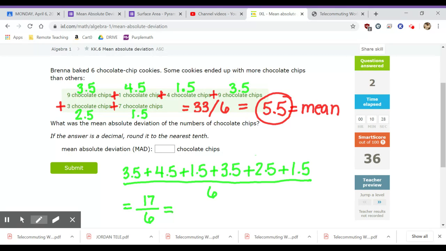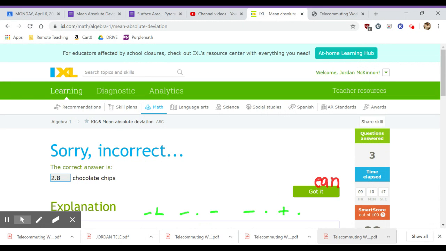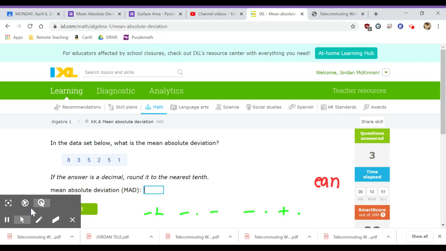And that's going to be 2.83. Okay, but this is the 10th. So I'm looking at this 8. That 3 just tells the 8 to stay. So it's going to be 2.8. Oh, I accidentally typed in 8 and it was 2.8. Whoops. It's okay. We had the answer right. I just accidentally typed it in wrong. It's okay. We'll do an extra.